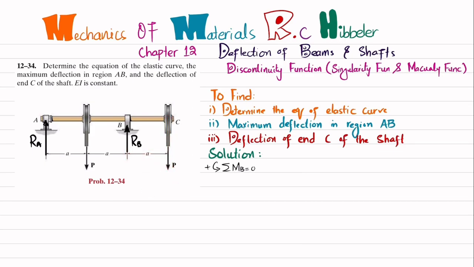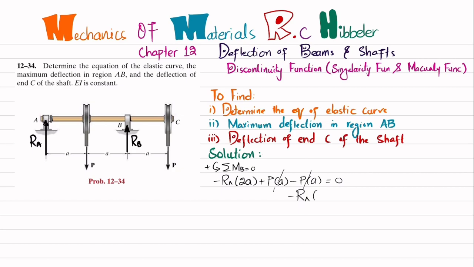So I will write RA times 2a, negative because clockwise, plus P times a, which is counterclockwise, minus P times 2a, is equal to 0. Here PA and minus PA cancel each other, so it means that RA is equal to 0.